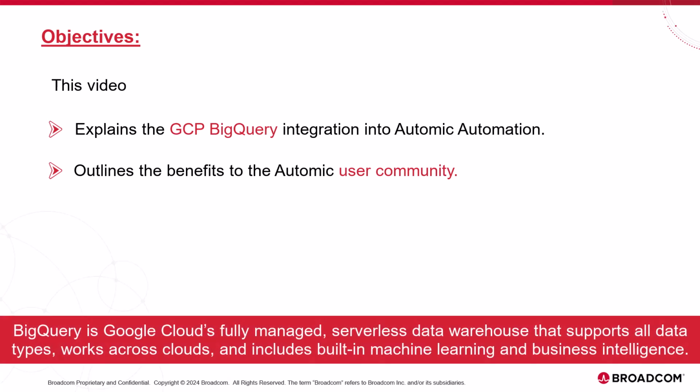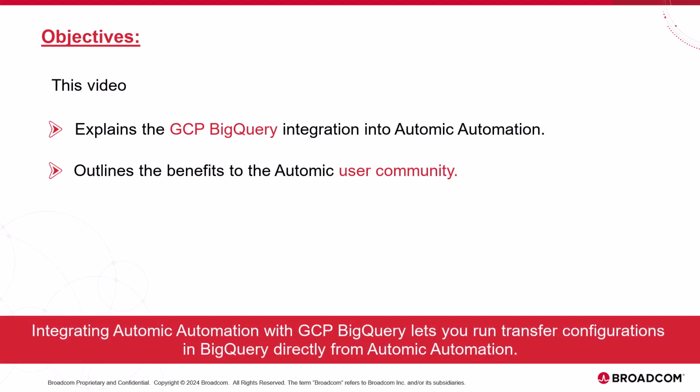BigQuery is Google Cloud's fully managed and completely serverless enterprise data warehouse. BigQuery supports all data types, works across clouds, and has built-in machine learning and business intelligence, all within a unified platform. Integrating Automic Automation with GCP BigQuery allows you to run transfer configurations in your BigQuery workspace from Automic Automation.